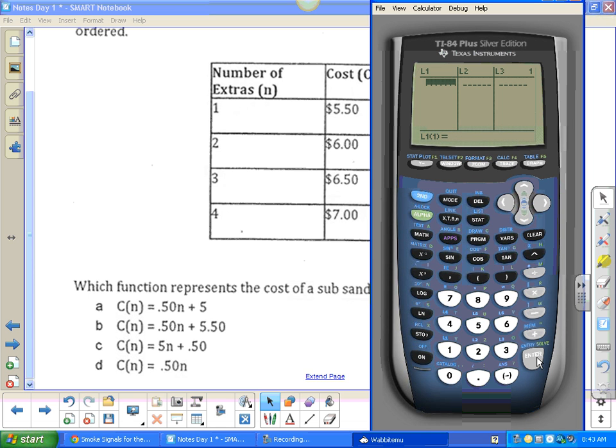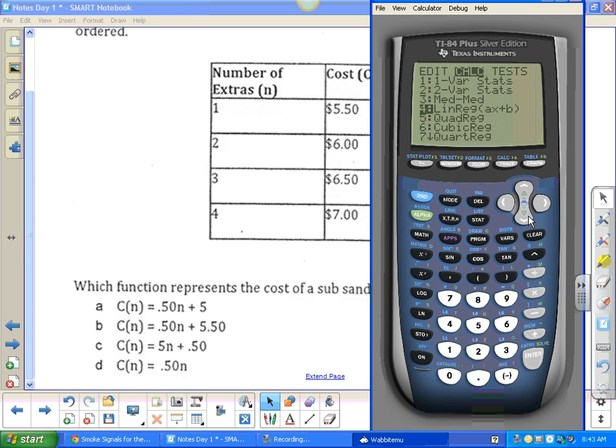And then I need to type in the data that I have. So I have 1, 2, 3, 4, and then I use my arrow button to get over to my L2, and I have a 5.5, a 6, a 6.5, and a 7, and then I'm going to quit. I'm going to go back to stat. Now that I've edited, I want to calculate, so I'm going to go over to calc, and I'm going to go down to number 4, which is linear regression, because we're a straight line, and that's just the type of equation this is.